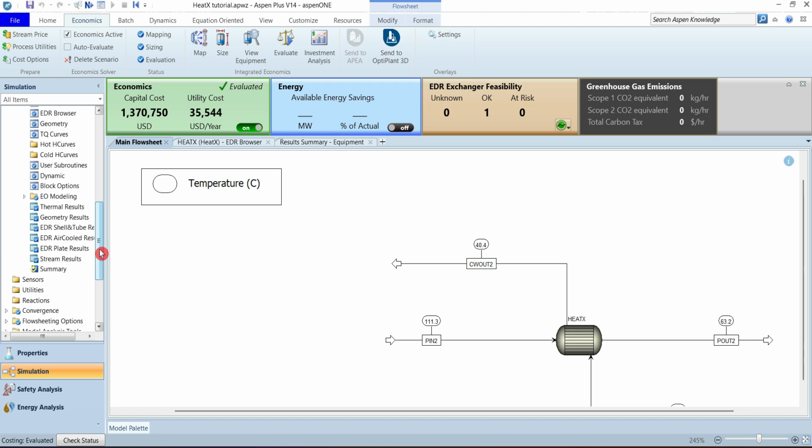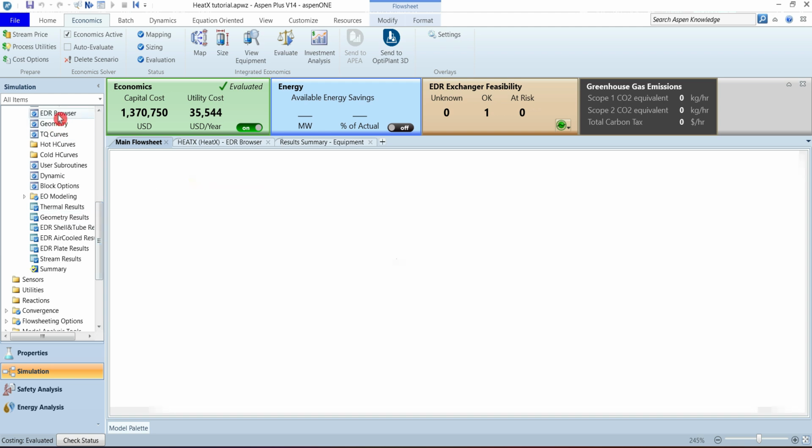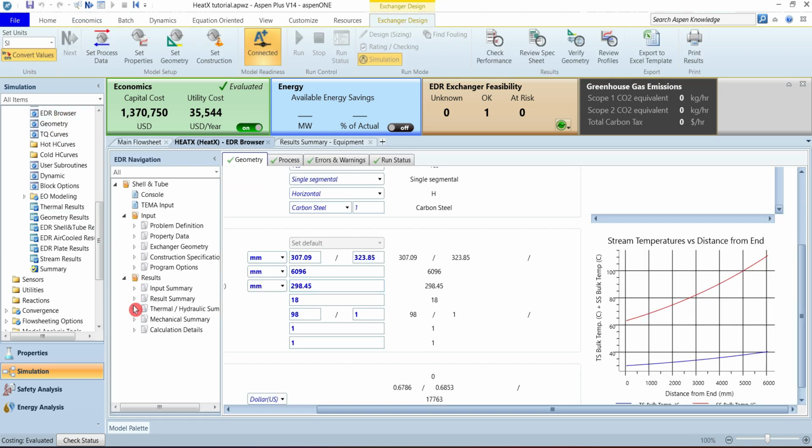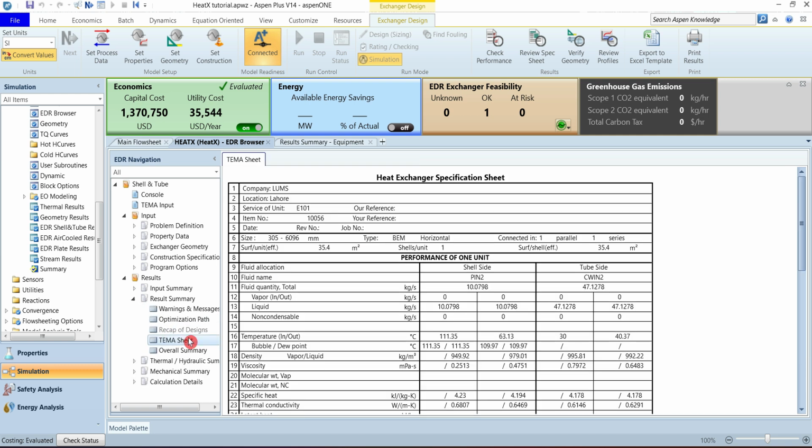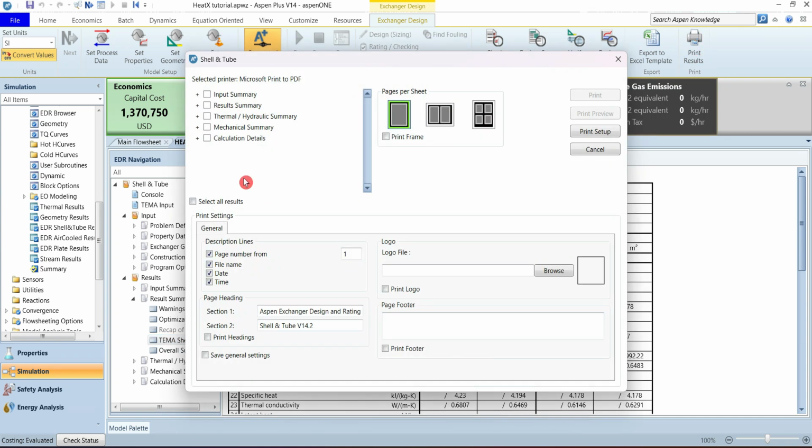So for that purpose, go to the EDR browser. And from the EDR browser, go to the result summary and the TEMA sheet. Here in the TEMA sheets, it gives multiple options to print the results. Go to the print options. And here in the print options, you have all the options to select and print from the available Aspen interface.